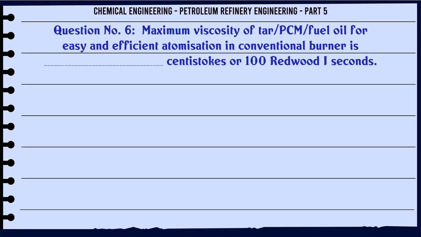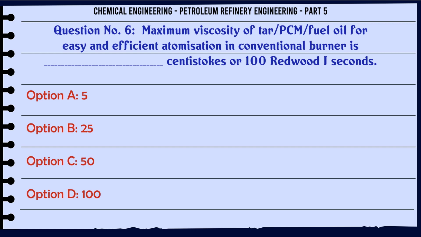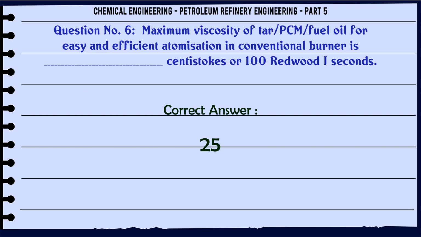Maximum viscosity of tar PCM fuel oil for easy and efficient atomization in a conventional burner is centistokes or 100 Redwood I seconds. A. 5. B. 25. C. 50. D. 100. The correct answer is 25.